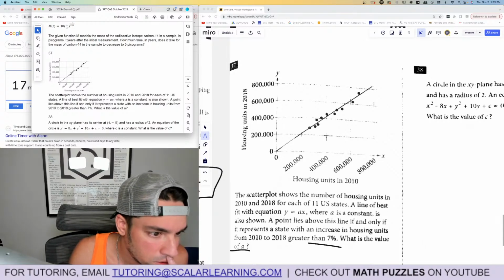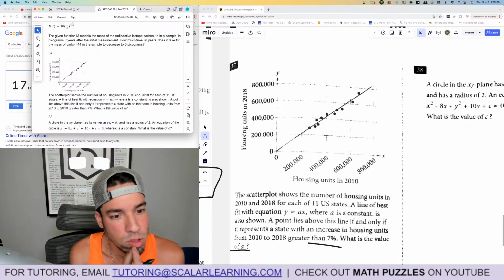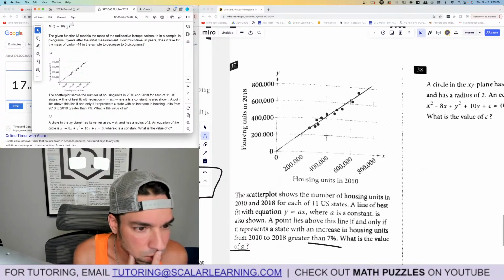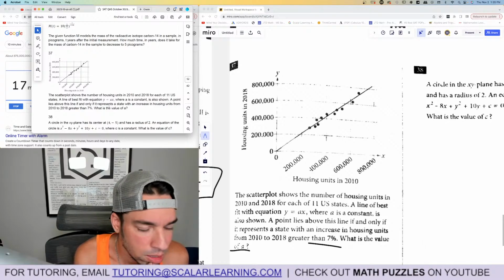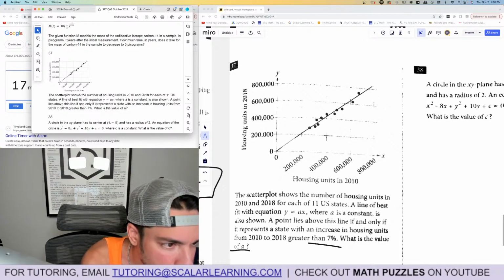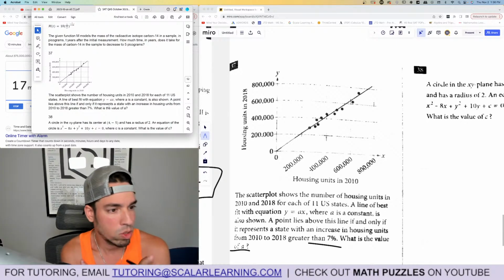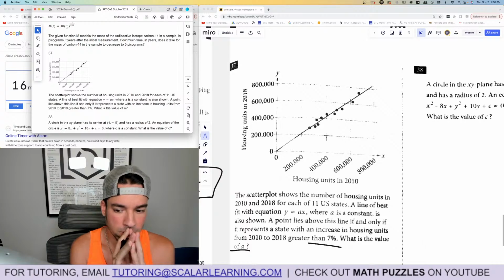Well, A would be the slope. And how do I see the slope clearly? Like above 7%. So if it is housing units in 2018 where A is constant, a point lies above this line if and only if it represents a state with an increase in housing units greater than 7%. The A value looks really close to 1, right? But it must be bigger than 1. How do we get it accurate? Wait, hold on. This is an interesting question. Let me think about it.